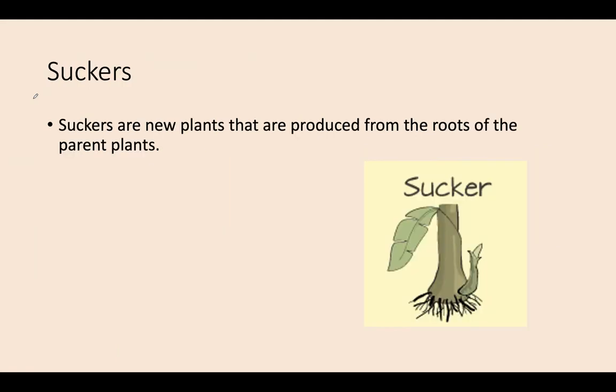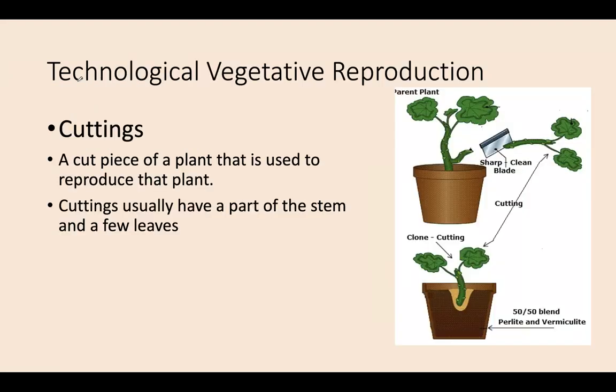So suckers, these are new plants produced from the roots of the parent plant. Right? And it's from the roots because roots suck. They suck things up, water, nutrients. It's produced from the roots of the plant, not the stem. Roots suck. Right. Then we have a couple other types.